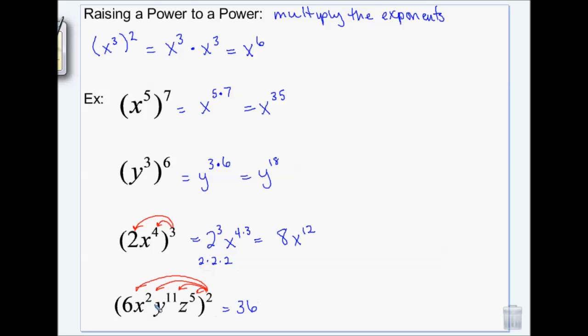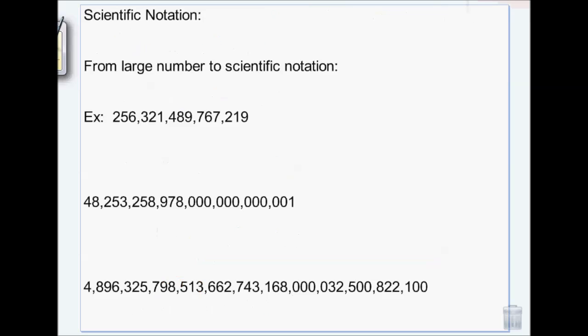So 6 squared is 36. And then I do x squared, so it's 2 times 2, so that's x to the fourth. And then y is 11. So 11 times 2 is 22. And then z is 5, so 5 times 2 is 10. It's essentially just a shortcut. Again, we do a lot of shortcuts.